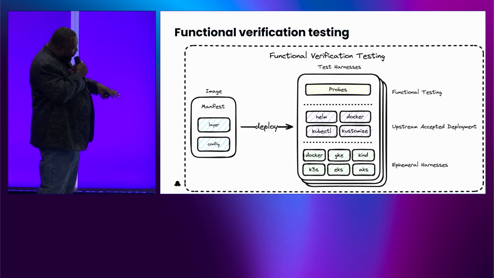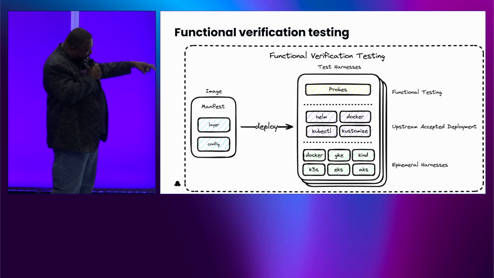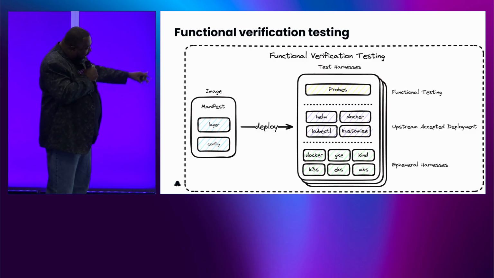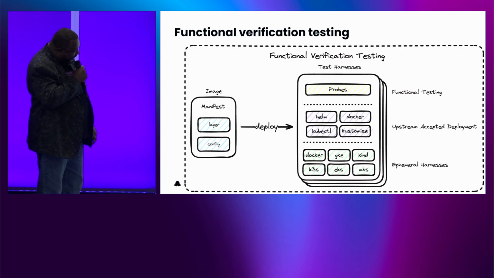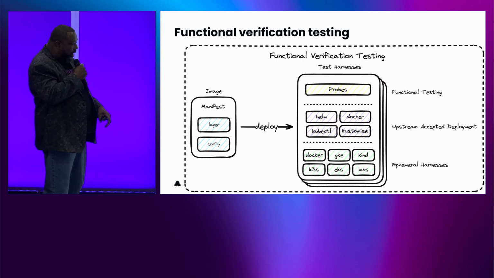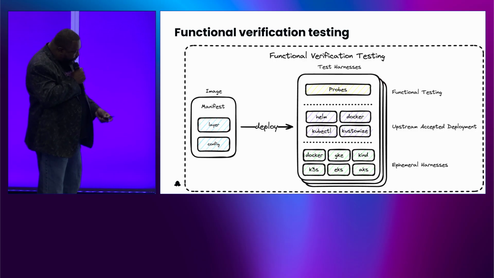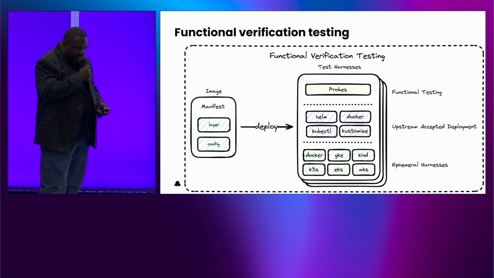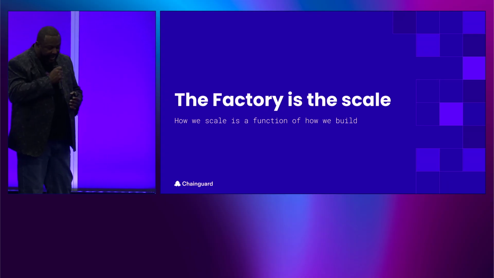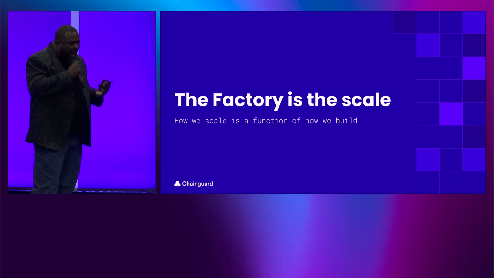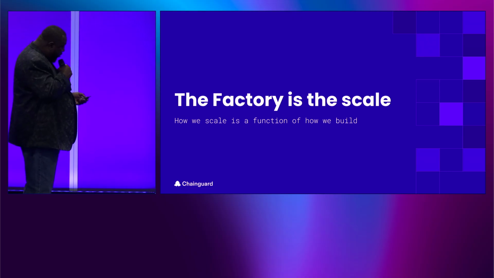This is an example of where the image comes into the PR system or the factory, and it spins up that test harness. It's deployed. Those probes provide the functional testing. We'll leverage Helm, Docker, or whatever tool we use to deploy for that particular test. Once that runs and that's certified, then that image is released. So the factory is the scale and how we build a functional, scalable factory.